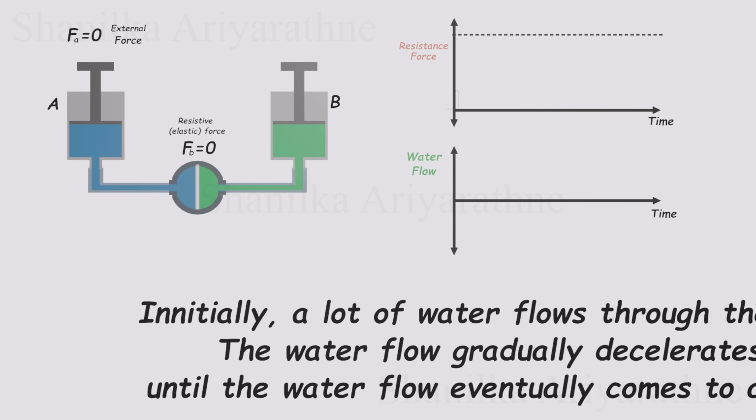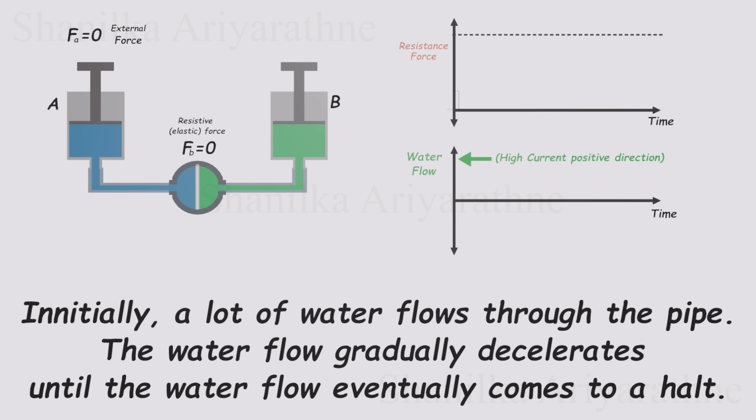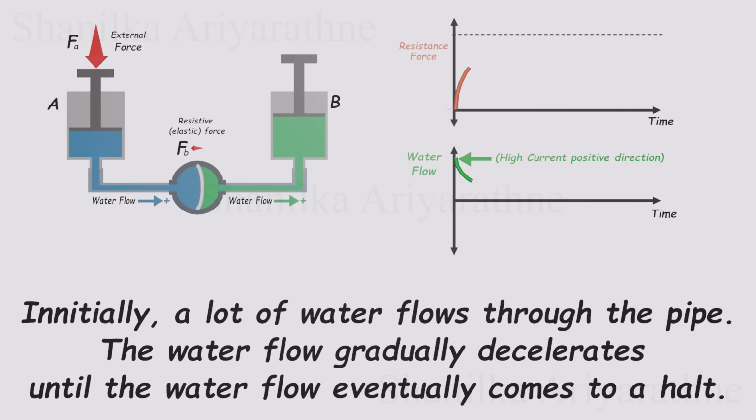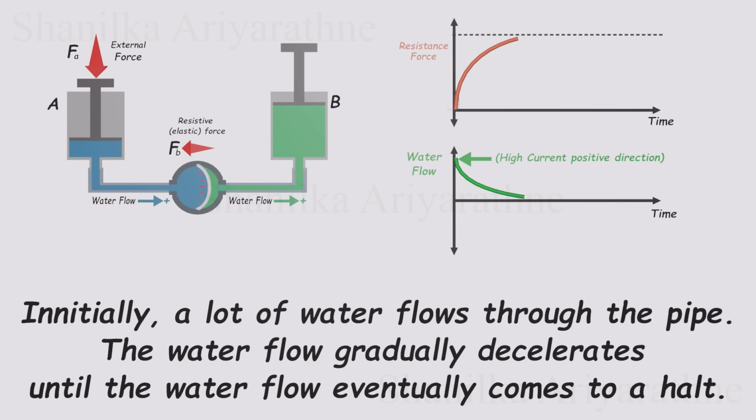Initially, the membrane is in its resting state, almost as if there is no membrane present at all. Consequently, even a slight force can move a significant amount of water through the pipe. However, as the water begins to move, the membrane expands and starts to exhibit resistance to the water flow, causing it to gradually decelerate. This process continues until the water flow eventually comes to a halt.